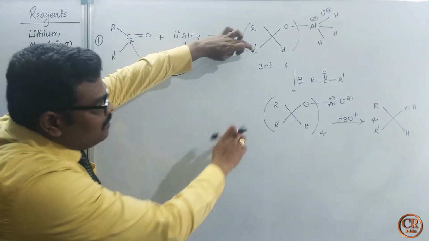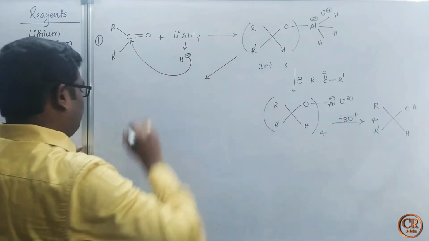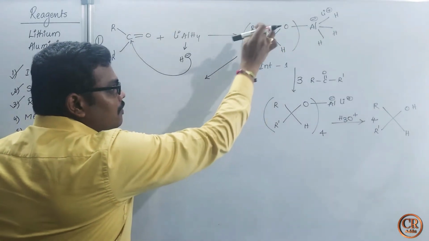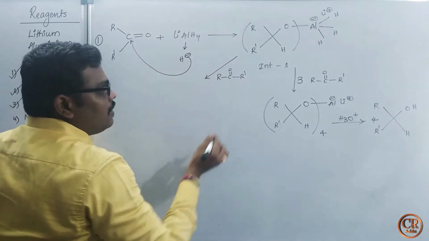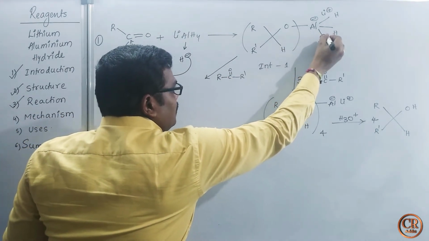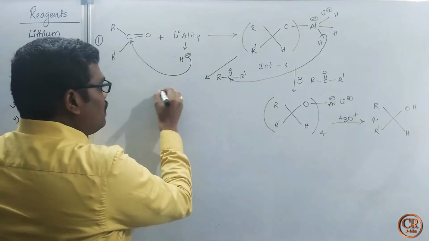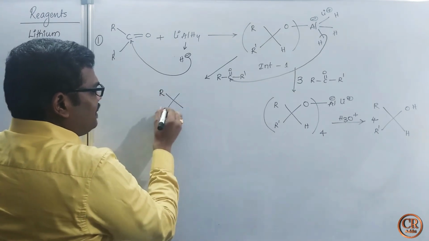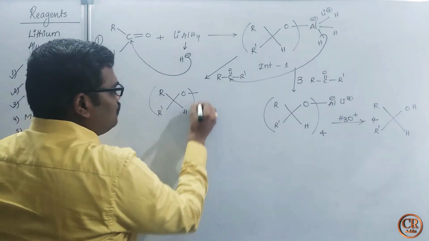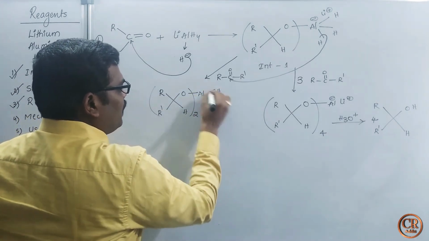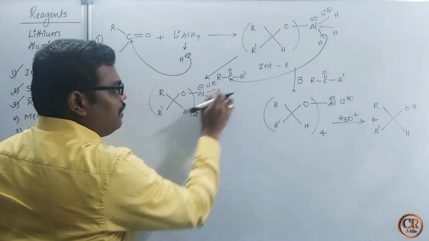We can also write this step in 3 different steps. Now I am going to write in different steps. See, this intermediate 1 again reacts with carbonyl compound. Here hydride ion is transferred from aluminium to the positively charged carbon of the carbonyl compound. It gives a complex. In this complex, 2 alkoxy groups and 2 hydrogens are bonded to aluminium. So these are 2 alkoxy groups and these are 2 hydrogens.